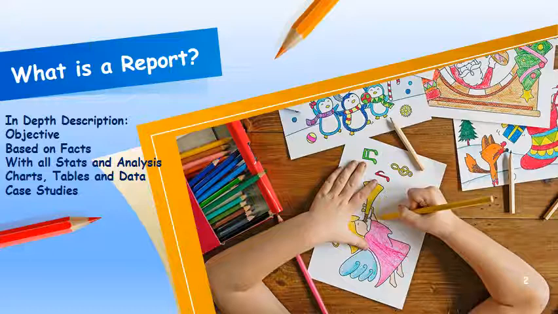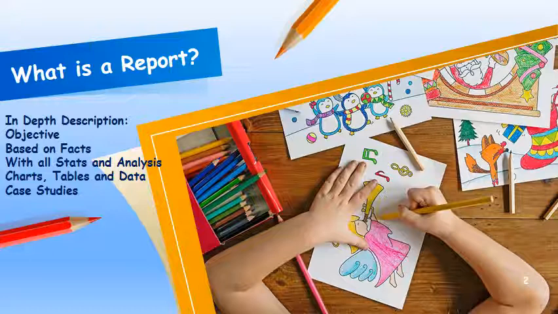Objective means whatever we have observed about that topic or about that event, we are supposed to express that information in the same manner as we have observed. We are not supposed to include our personal expressions or emotions in that description or in that explanation. So that would be an objective report writing.